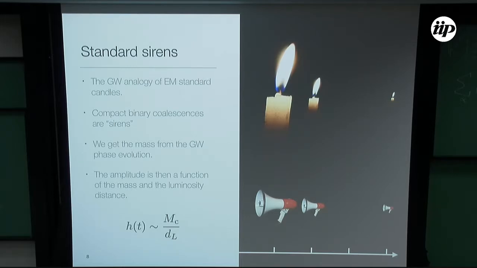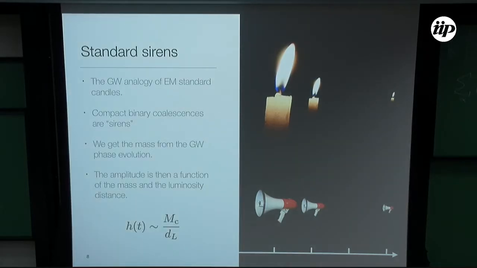So hopefully everyone gets the idea that we have the equivalent of standard candles, but they're standard sirens. They're also not all the same because they all have different masses, but you take that into account here, and the point is you're able to extract for any mass an estimate of the luminosity distance directly from the gravitational wave strain.